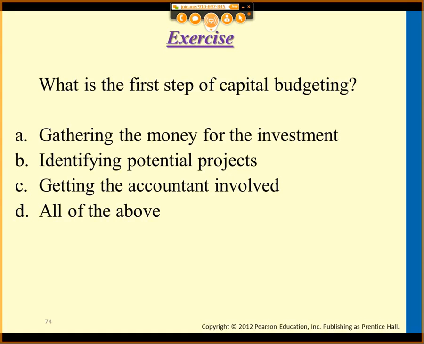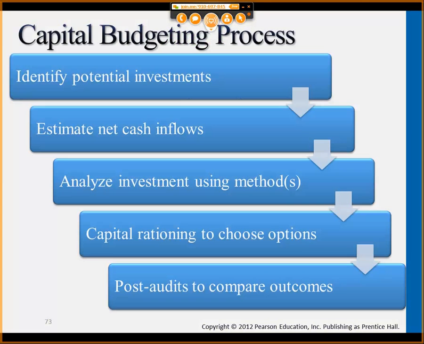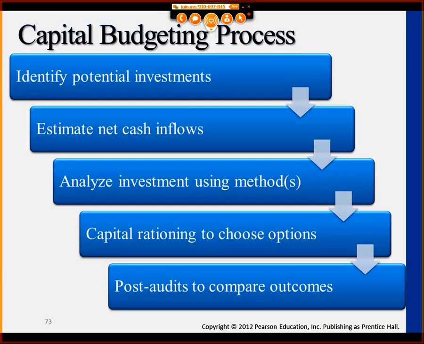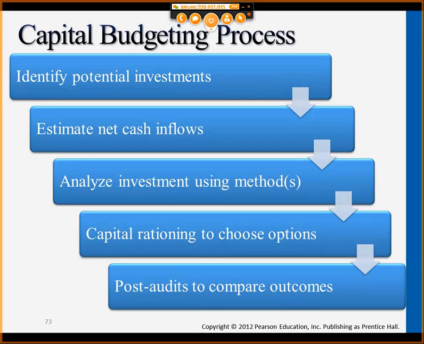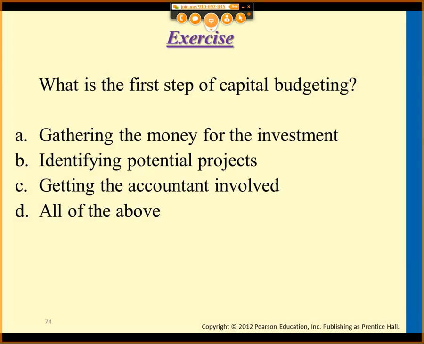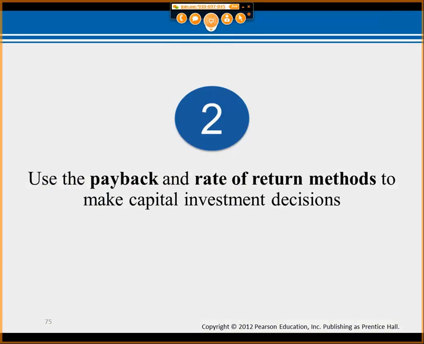That's right. First, like we said, identify potential investments. Then estimate net cash inflows, analyze investment using one of the methods or more, and capital rationing to choose options, and then post audits to compare outcomes, right? So identify potential projects is number 1. It's not 12, just one question.